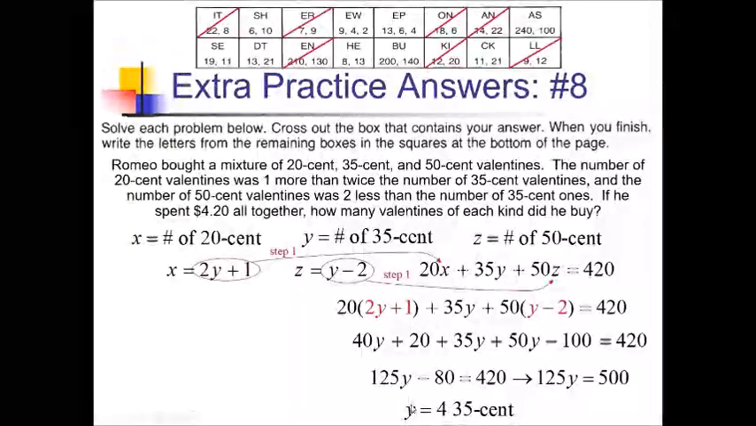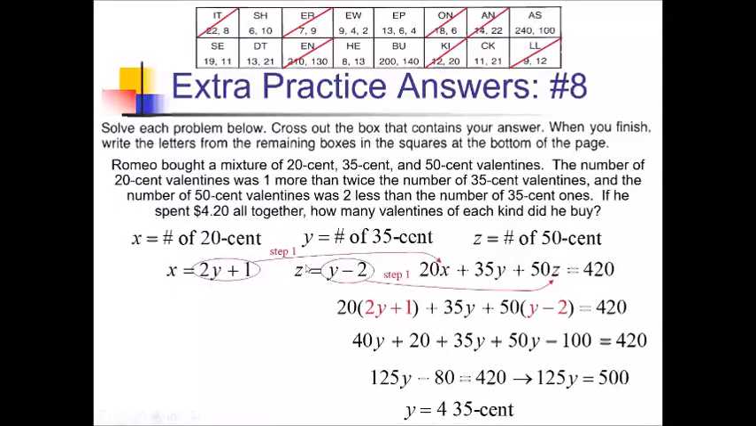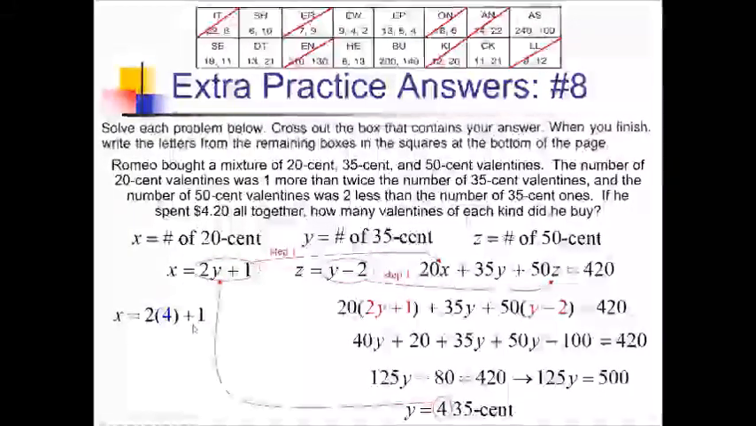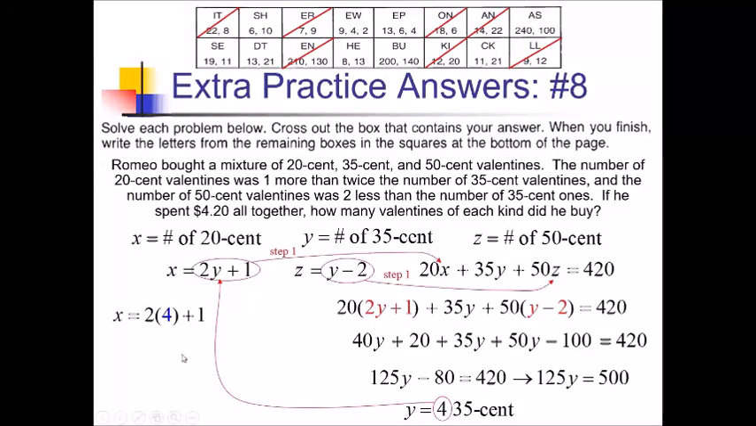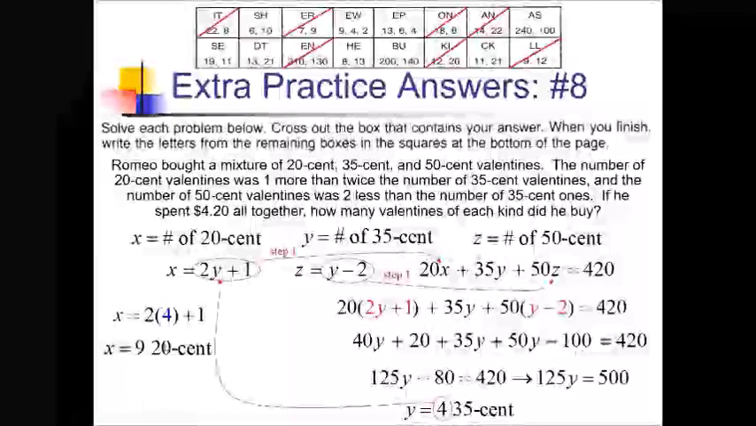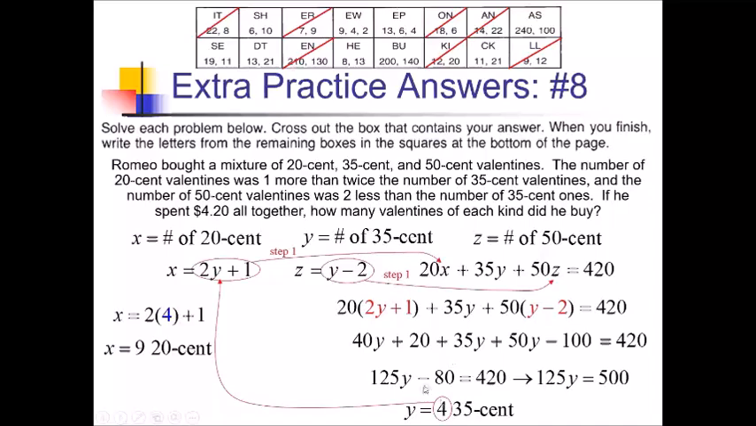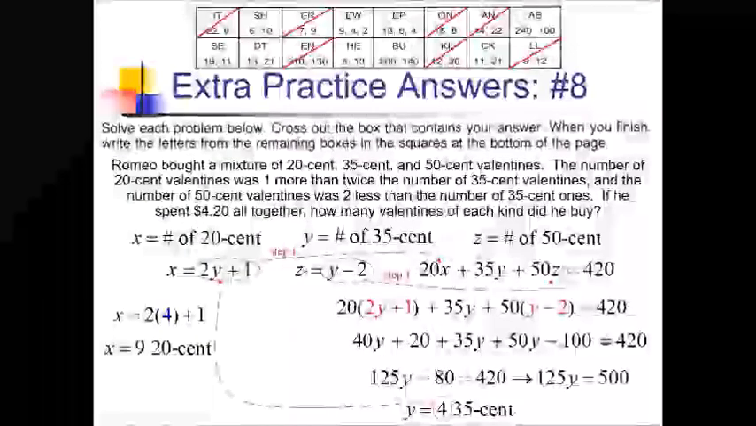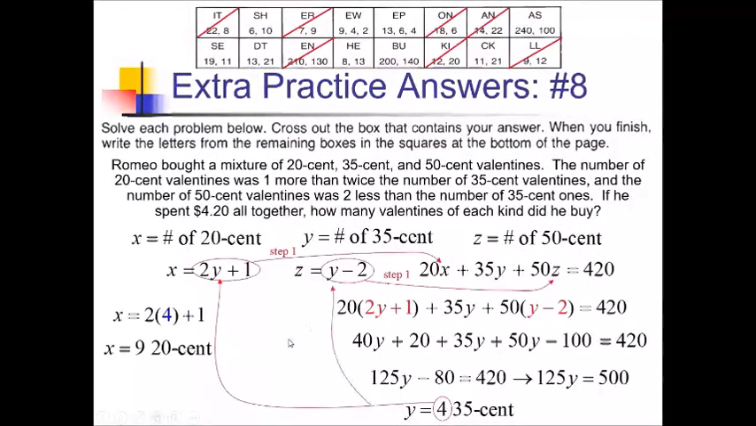Let's go ahead and plug that back into the x and the z equations that we wrote earlier. So let me use the x equation first. 2 times 4 plus 1 to find the x value. So that's 8 plus 1, which is 9. So that's 9 of the 20 cent. And now we'll plug 4 into the z equation. So z equals 4 minus 2, which is even easier to solve. So that ends up being 2 for the number of 50 cents ones.